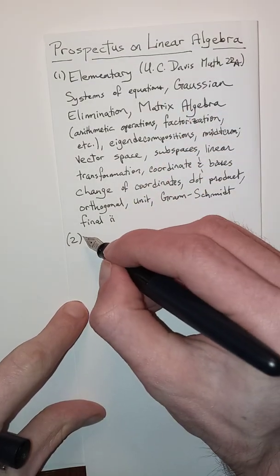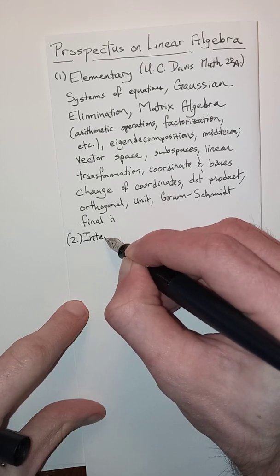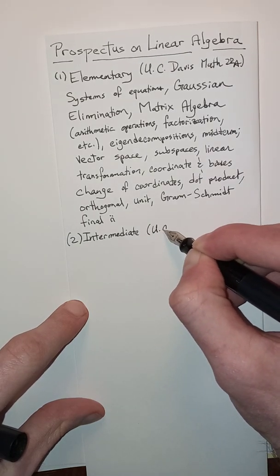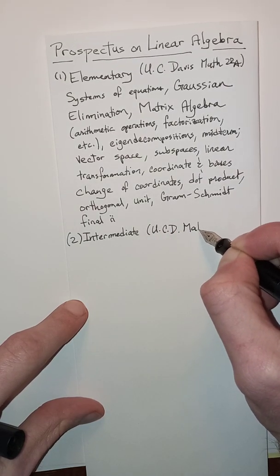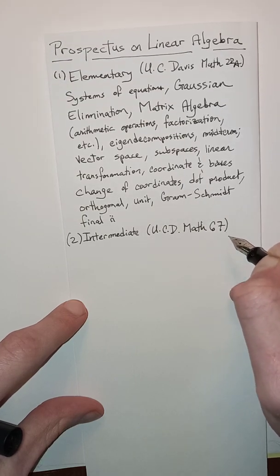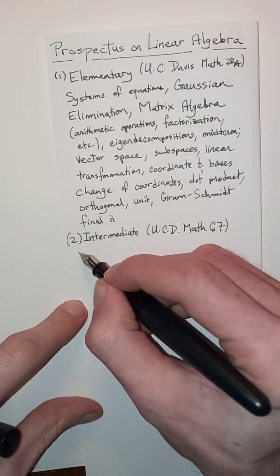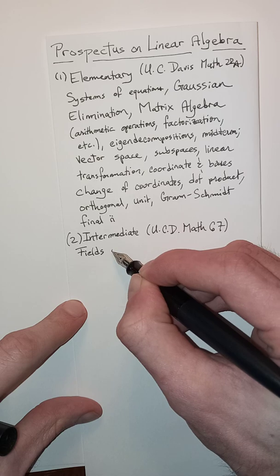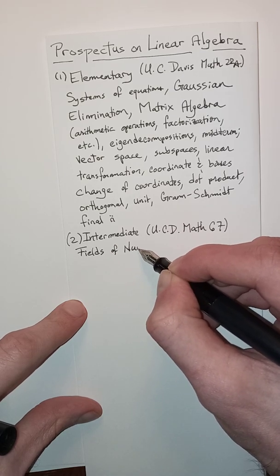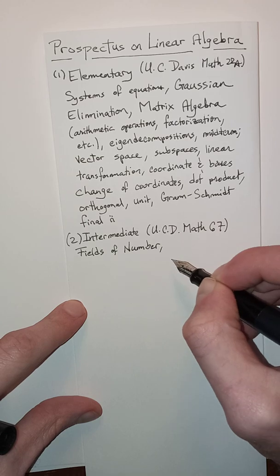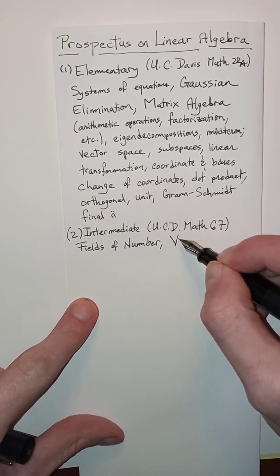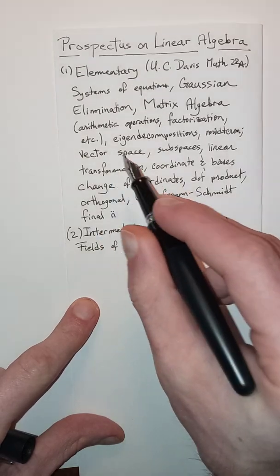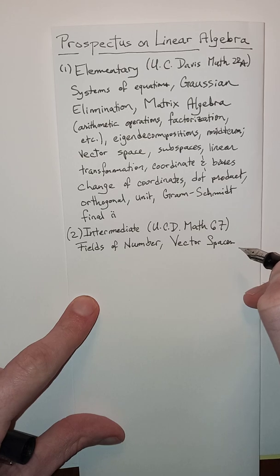Now, the second way to learn linear algebra is to learn it as math majors do, and I'm just going to call this the intermediate approach. UC Davis offered this as Math 67, if I remember correctly. And this jumps in really quite amazingly deep. Talks about fields of numbers, different number systems where you can do addition, subtraction, multiplication, division. Then talked about vector spaces over fields. So already we're starting with where we were after the midterm in 22A.